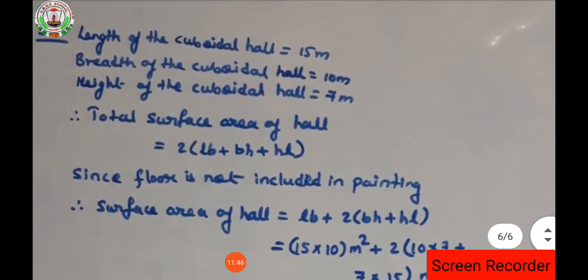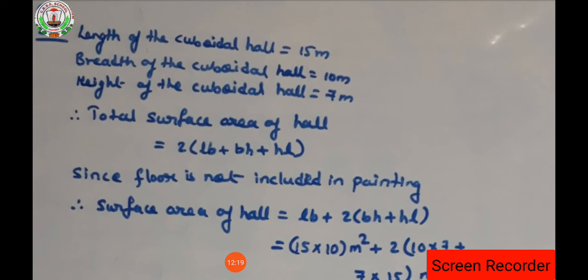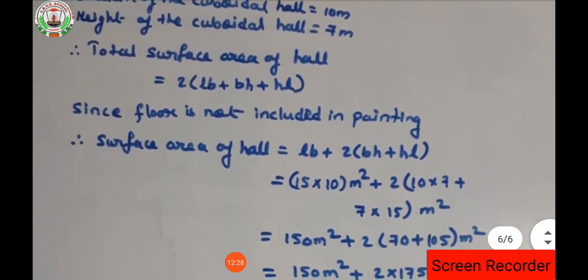In question number 5, what it says is that the length, breadth and height of the cuboidal hall are given as 15 meter, 10 meter, 7 meter. So the total surface area of a cuboid will be equal to the total surface area of the hall, isn't it? But here also, the same as question number 4, painting of the floor is not required. As we are painting in our home, we are not going to paint the floor of our hall, isn't it? We are going to paint all the 4 walls, including the doors and the windows, and the ceiling. But the floor is excepted.